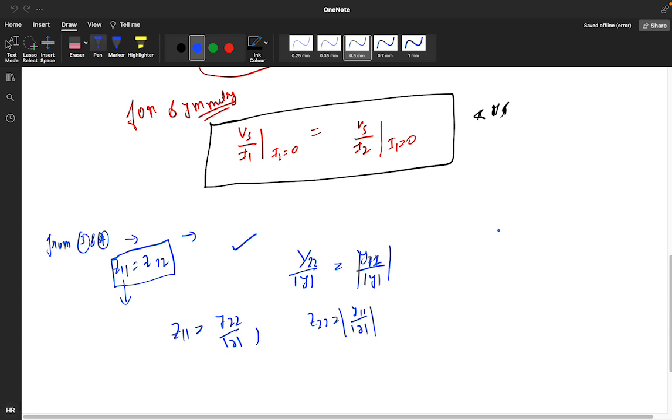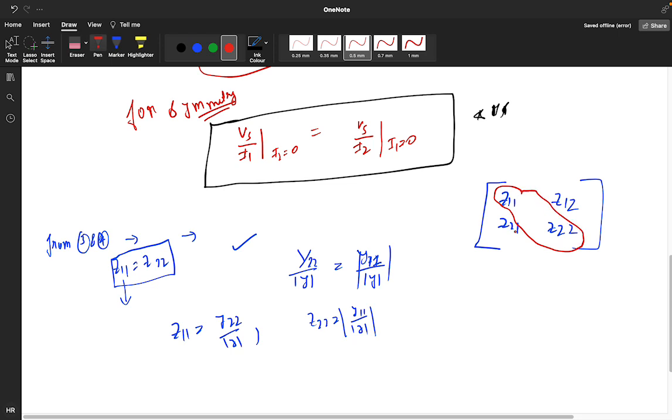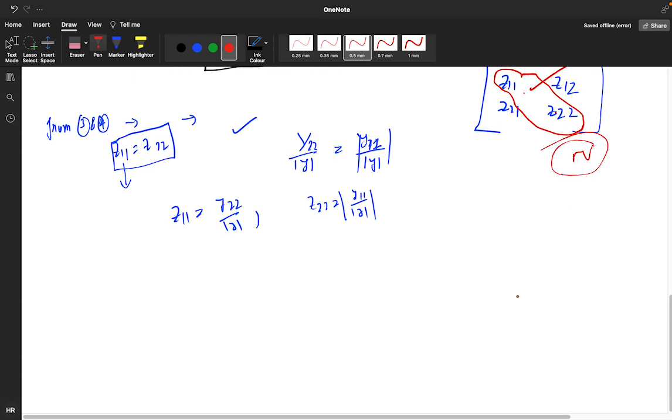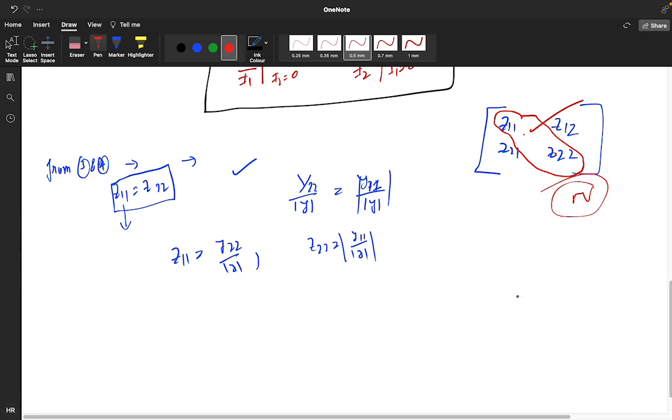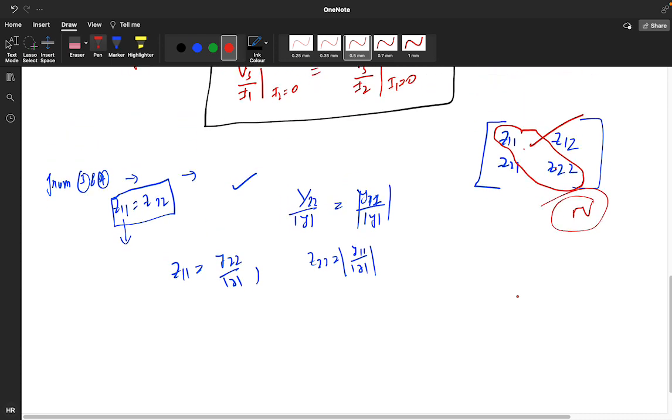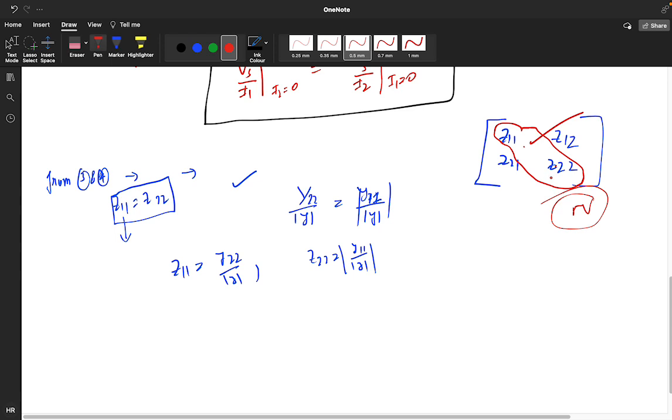This means your network is symmetric. So what do we mean by this? You have a network, this is Z11, this is Z12, this is Z21, this is Z22. For symmetricity, these particular values should be equal: if Z11 is equal to Z22, the network is symmetric. Understood? Prasanna, understood?